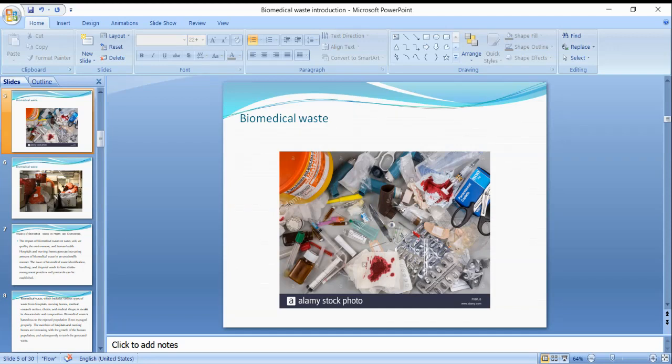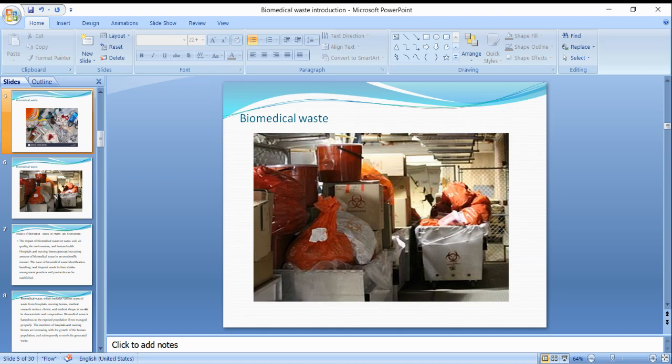Here some dressings, after use, have blood on the dressing materials. You can see the bandages, the medicines after use, and also those sharp items, scissors, and a syringe. Okay, all these are in the picture. Other than this, there will also be other waste.